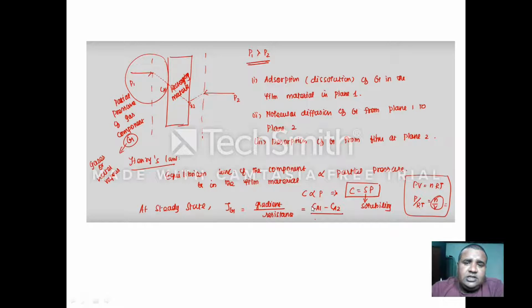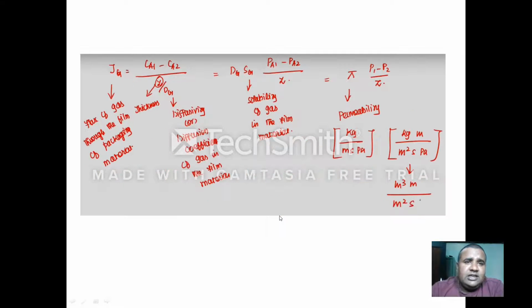So the gradient is Ca1 minus Ca2, the concentration of particles in one plane minus the concentration of particles in the other plane. So this is the concentration gradient divided by the resistance. So what is the resistance? Basically, resistance is Z by D_G.